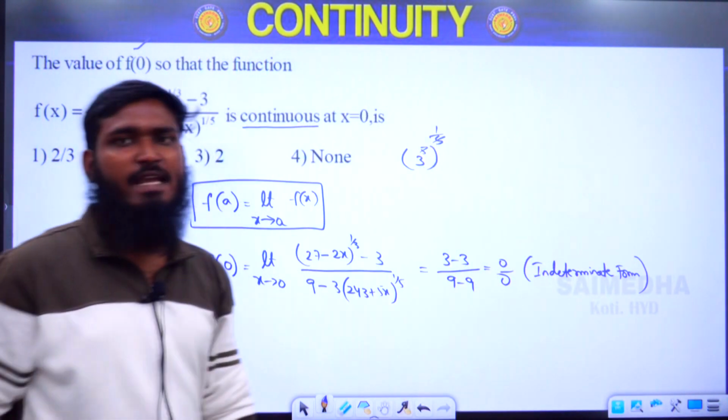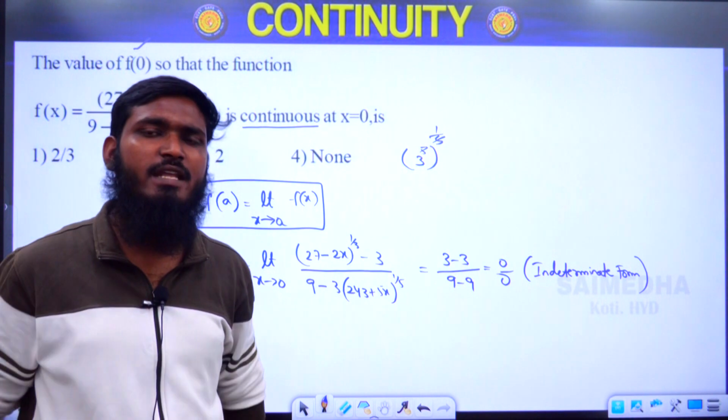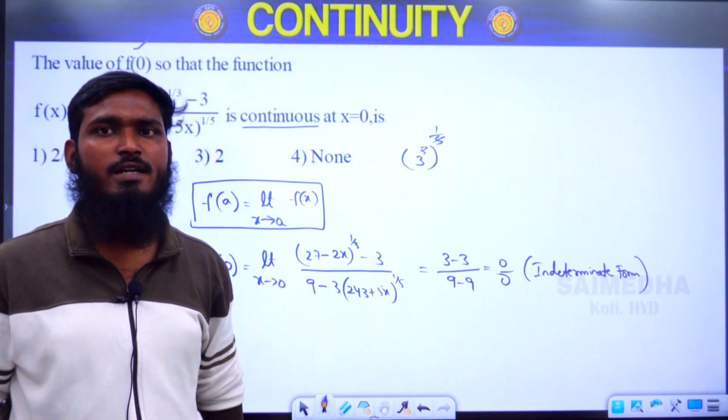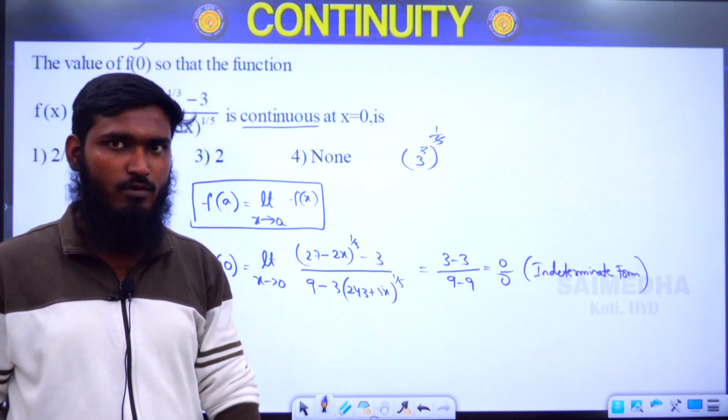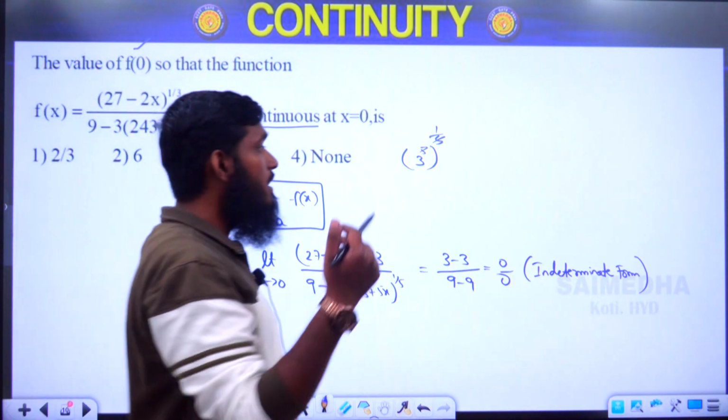Now if you are having this case over here, suppose if you are not having any shortcuts, we can't apply any standard limits over here, then we have to go with L'Hospital rule. What we have to do? We have to go with the L'Hospital rule.